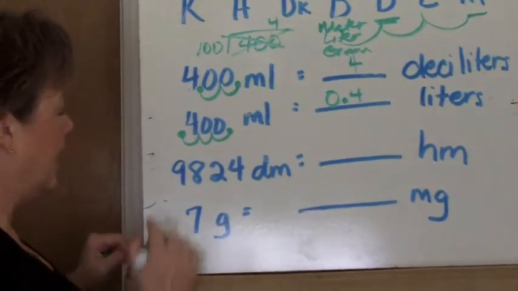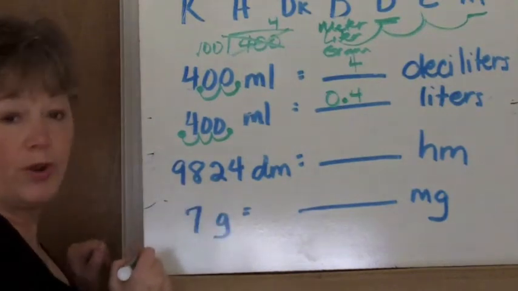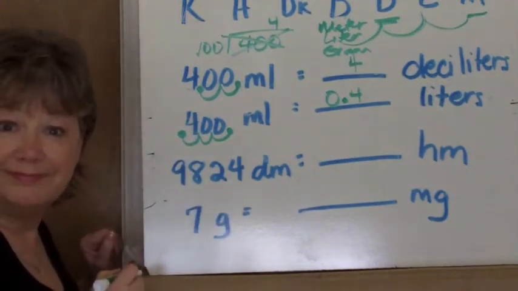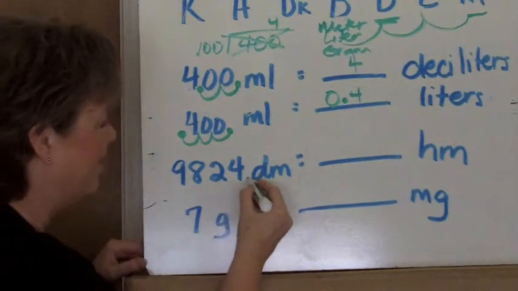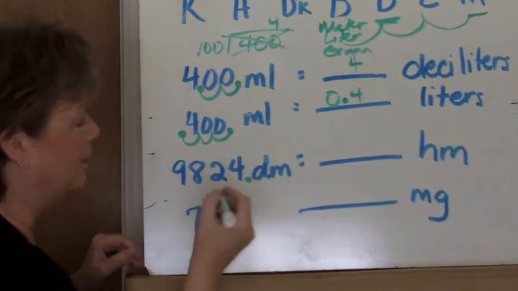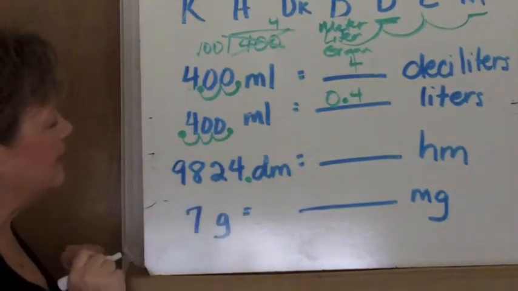Let's do another. 9,824. Where does that period go? It goes at the end of the number, like the decimal, like a period at the end of a sentence.